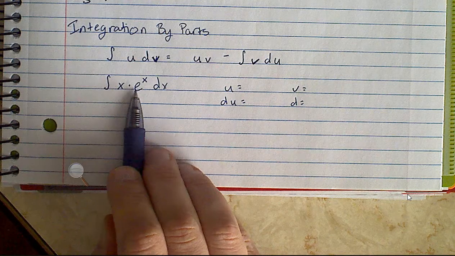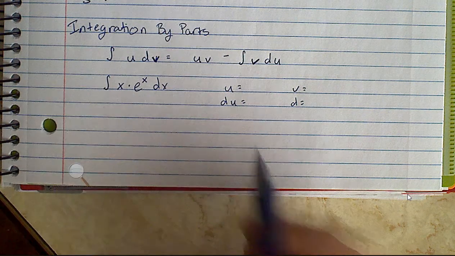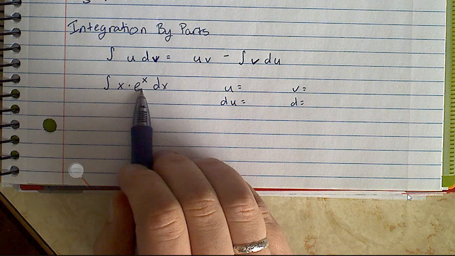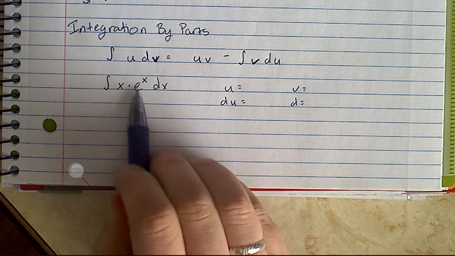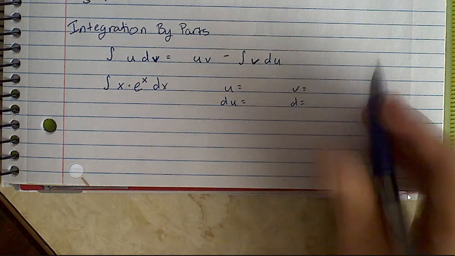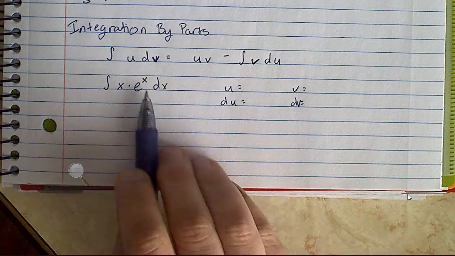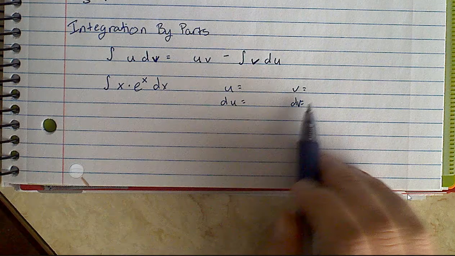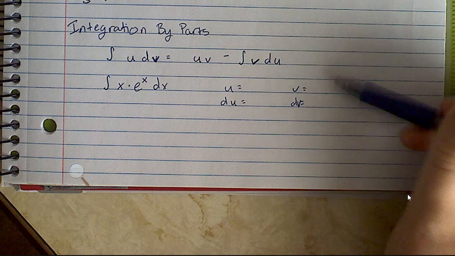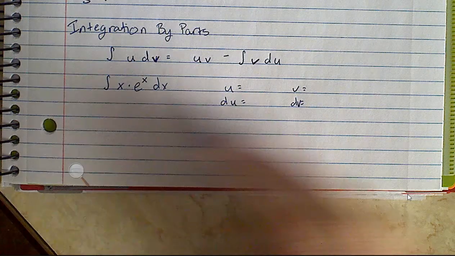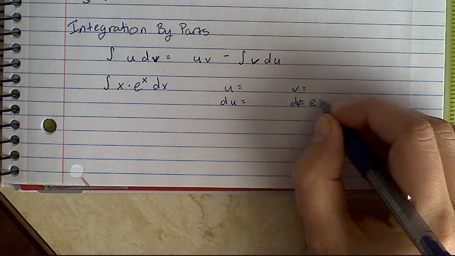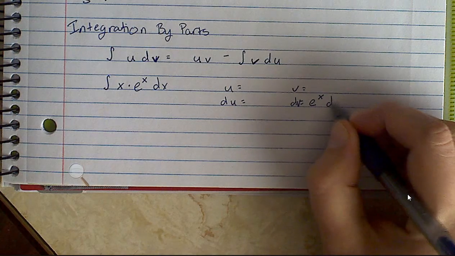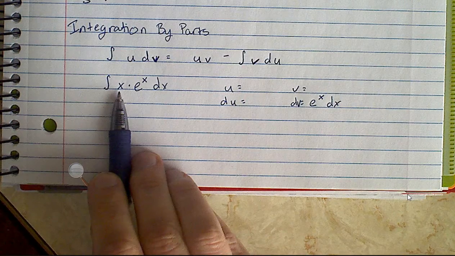Now it's going to be easier to go one way than the other. Because e to the x is its own derivative, it's going to be easier if we say that e to the x in this case is dv, than if we say that x is dv, because then we'd have to do the antiderivative of that. So I'm going to say that e to the x dx is dv. And then I'm going to say that just plain x is u.